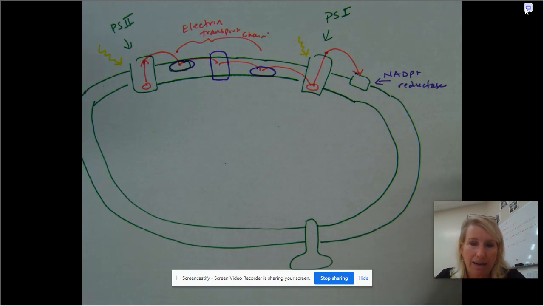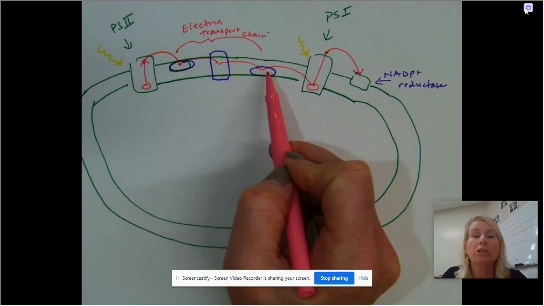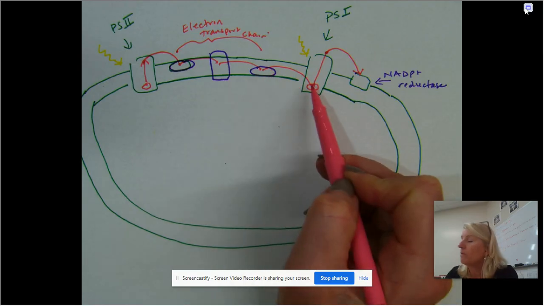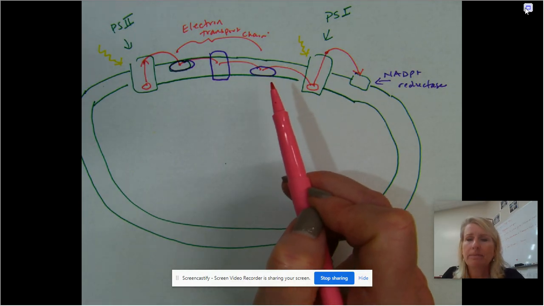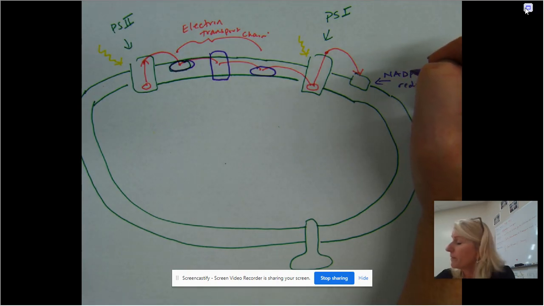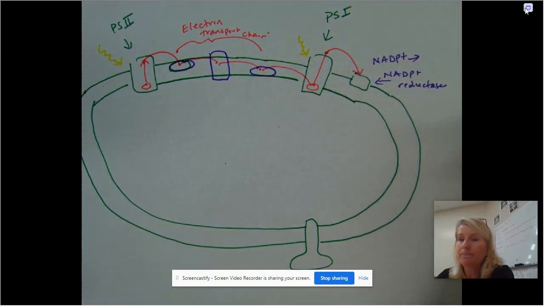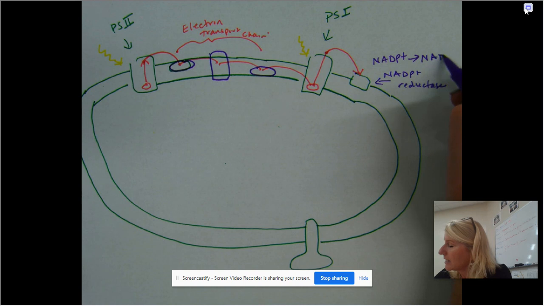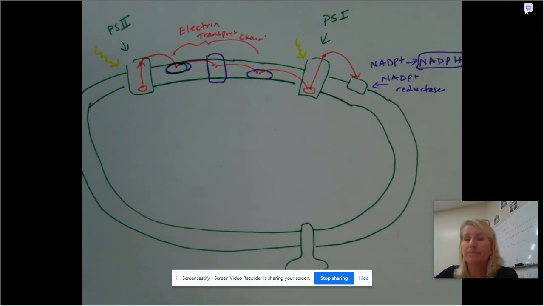So interestingly enough, there's a story of electrons. The electrons go on a journey. They get excited, they jump up, they go wee, wee, wee down the electron transport chain over to PS1, where they also jumped up and then jumped over to NADP plus reductase. So what happens? Well, when we get an electron on NADP plus reductase, we're going to turn NADP plus into a molecule called NADPH. And I'm going to put a little box around that, because that's one of our products that we needed for the Calvin cycle.